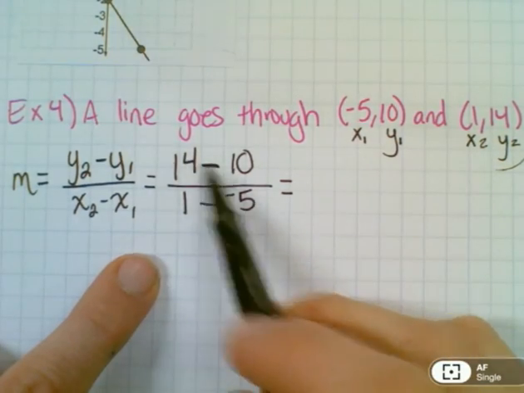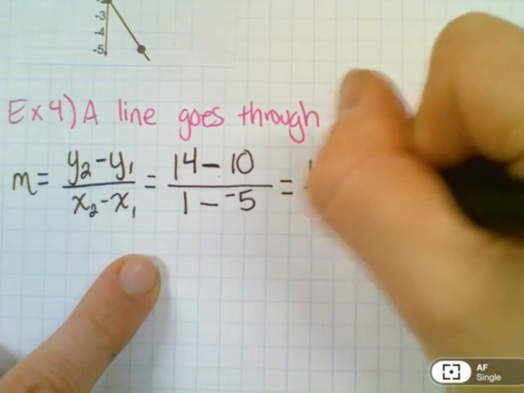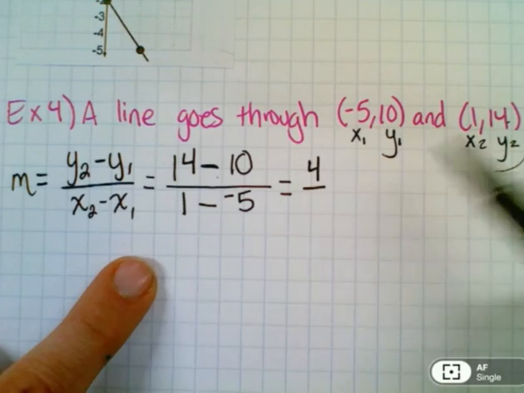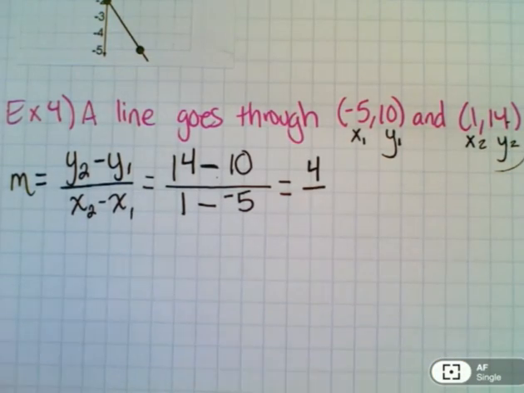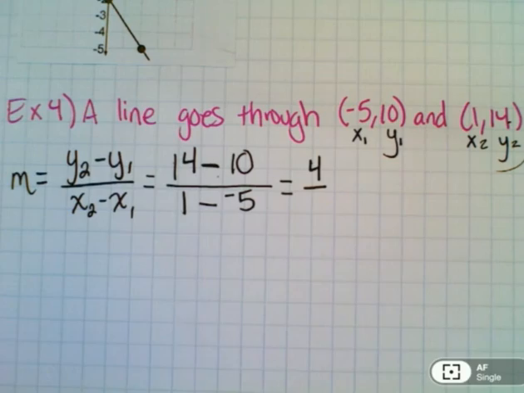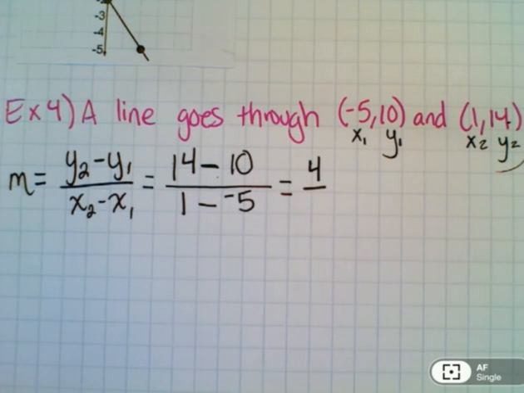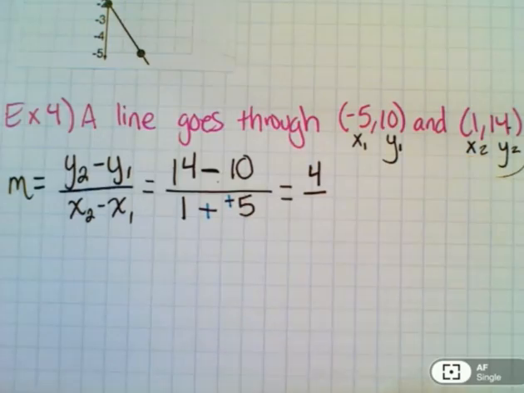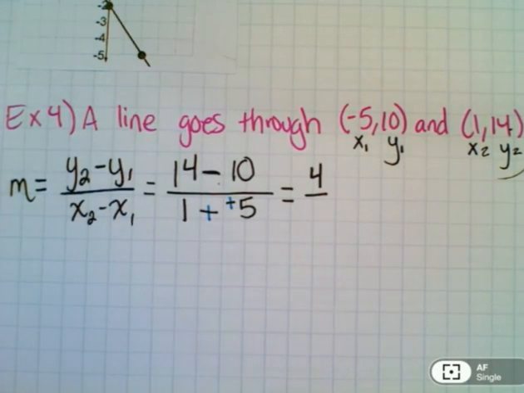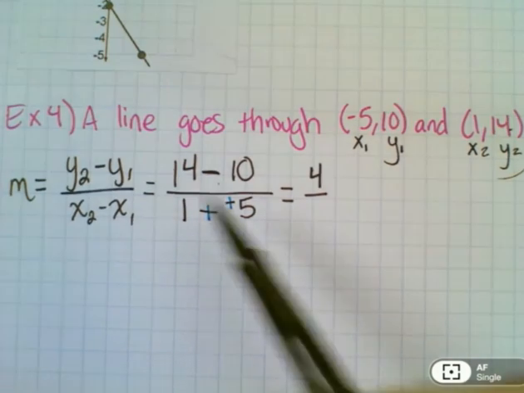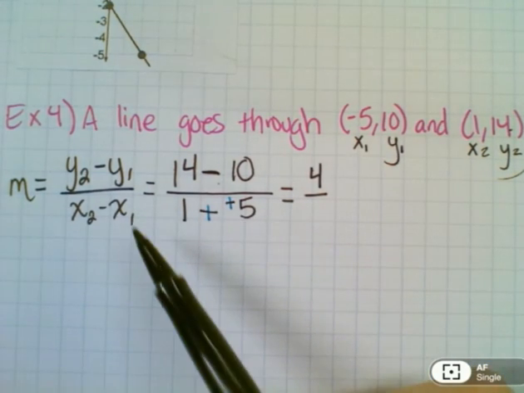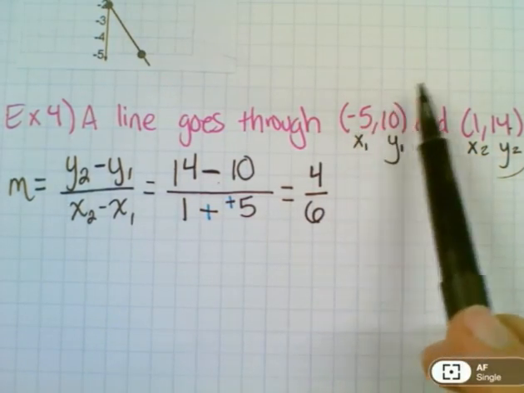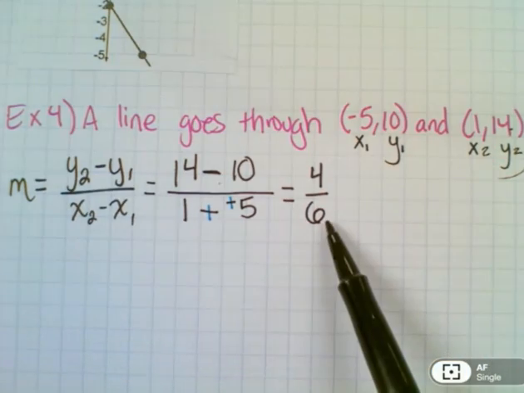Let's do the subtraction. 14 minus 10 is 4. That means the rise is 4, which makes sense, right? We're going from 10 up to 14. And then for this down here, I don't know if you remember way back at the beginning of the year when we dealt with subtraction of negative numbers, I taught you something called keep, change, switch. When you have two negatives in a row like that, they kind of cancel each other out, and it really just becomes an addition problem. So this is just 1 plus 5, and 1 plus 5 is 6. And again, that makes sense because we're going from -5 up to 1, and that's a difference of 6.